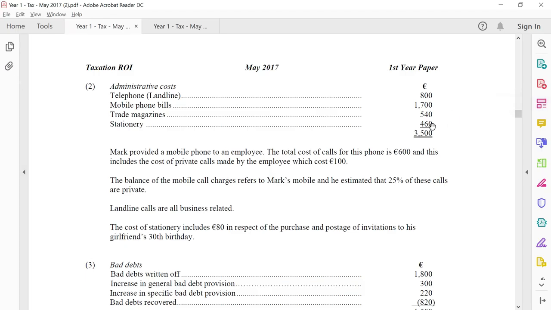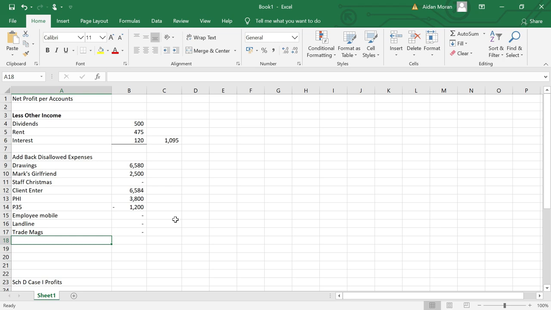Stationery is €460. The cost of the stationery includes €80 in respect of the purchase and postage of invitations to his girlfriend's 30th birthday party. No, not allowed. Obviously not a business expense. So stationery, I'll just write birthday party, just to let the examiner know I'm adding back €80 of that amount.